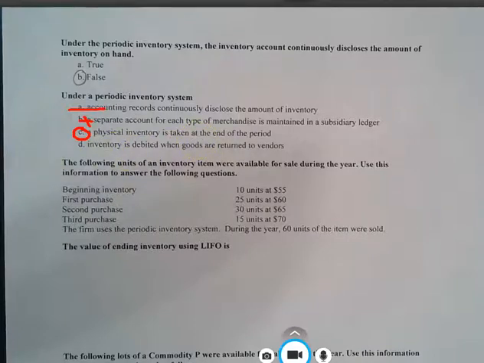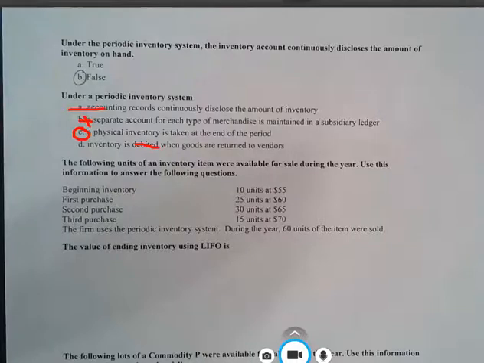Now, our numbers are likely going to require adjustment under a perpetual system, but because the perpetual system is tracking cost of goods sold and inventory continuously, at least we have some numbers to go by if we were, for whatever reason, to skip this. So absolutely necessary under a periodic system. What's the last choice? Inventory is debited when goods are returned to vendors. Well, here's our problem here. Inventory would be credited, not debited.